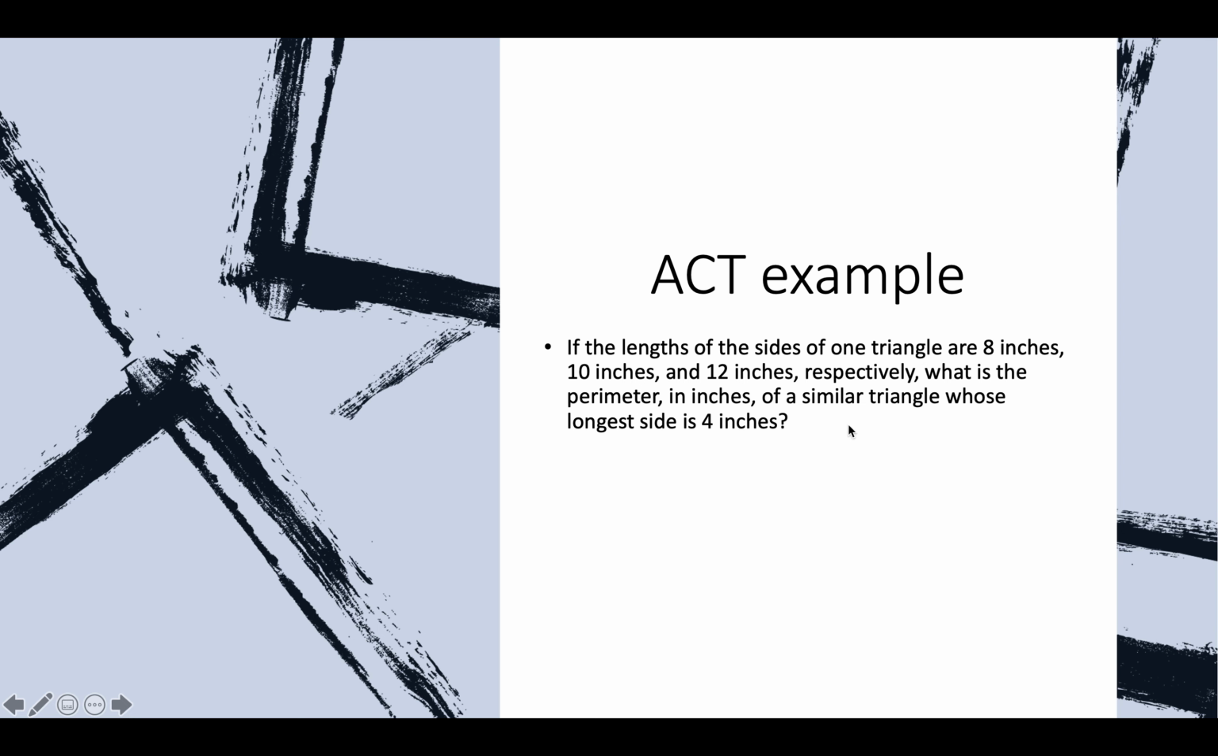We don't know the perimeter of the little one. We know the longest side of the big triangle is 12. The longest side of the little one is 4. So the perimeter was 30. 30 over x equals 12 over 4. X comes out 10.